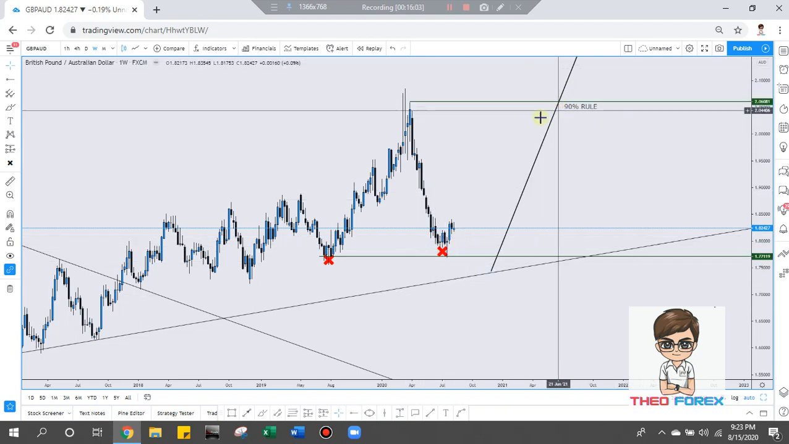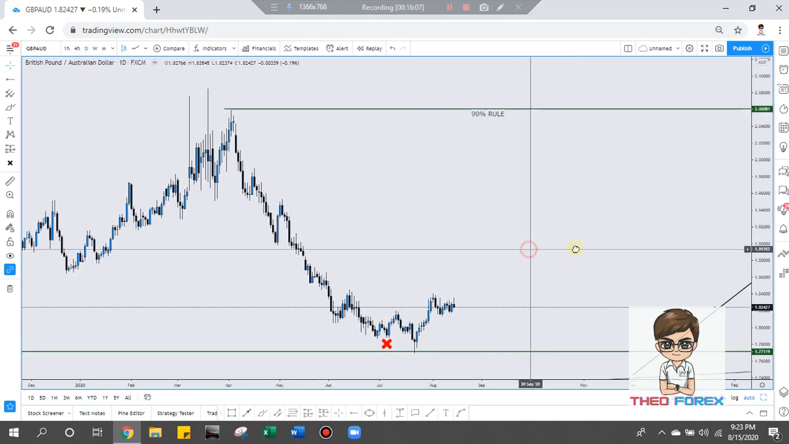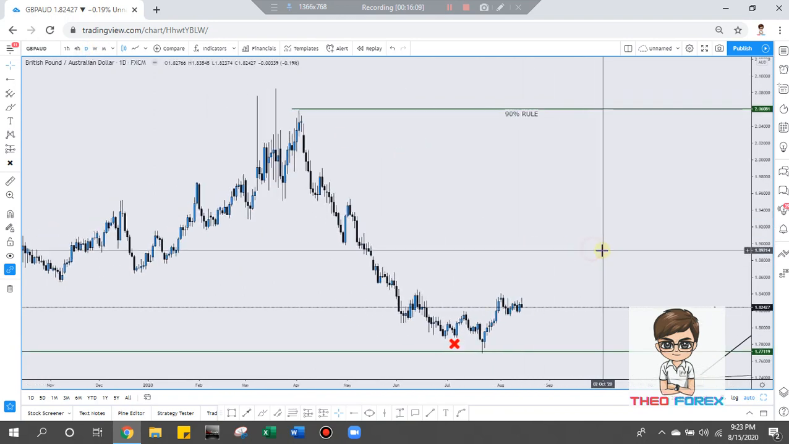Now to the daily time frame, what will they look for? They are still looking for patterns. Now what they will do is they will pick up a trend line.